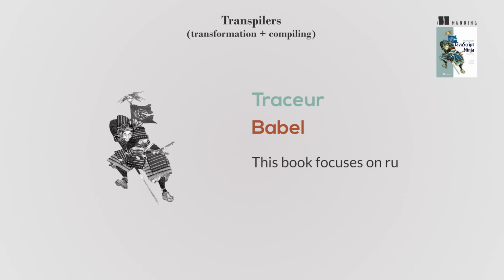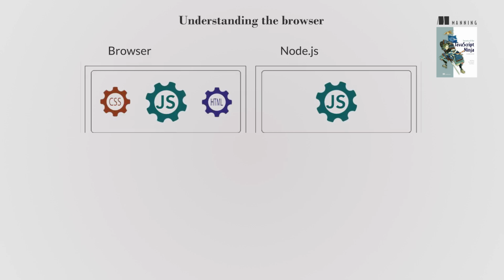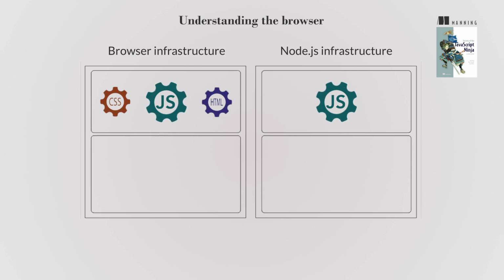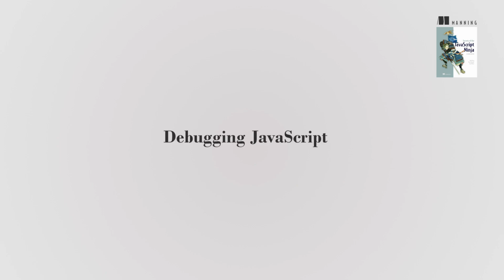This book focuses on running JavaScript in the browser and requires studying the inner workings of browsers. The browser is where JavaScript applications started and where we'll focus. We'll cover the Document Object Model, DOM, events, and browser APIs. Browsers have issues and inconsistencies, so we need to develop a strategy for dealing with them. We'll also explore cross-browser development strategies.